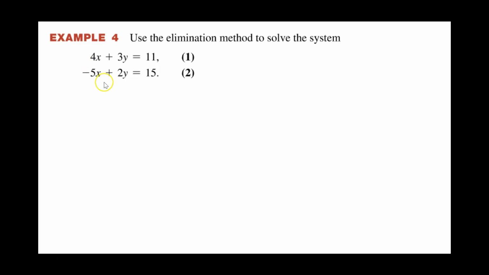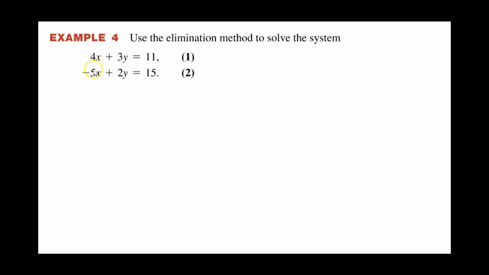But this one here is a little tricky, because if you look here, if you add them together, the x's don't eliminate and the y's don't eliminate. So this is where we're going to have to manipulate one of the equations, or sometimes both equations, in order for us to eliminate one of the variables. Let's do just the x's.